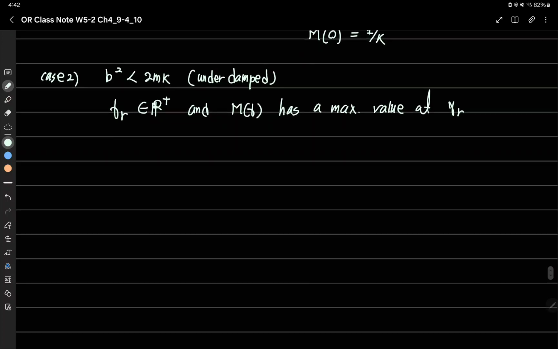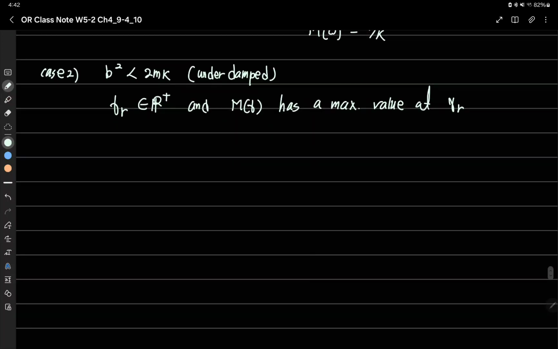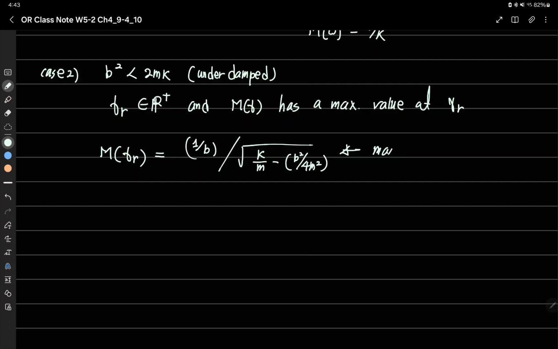Okay, so substituting gamma sub r into m of gamma, let's figure out the maximum value. That's going to be 1 over b times the square root of k over m minus b squared over 4m squared, sorry. Okay, that's the maximum value of m of gamma. All right, and that's the maximum value.